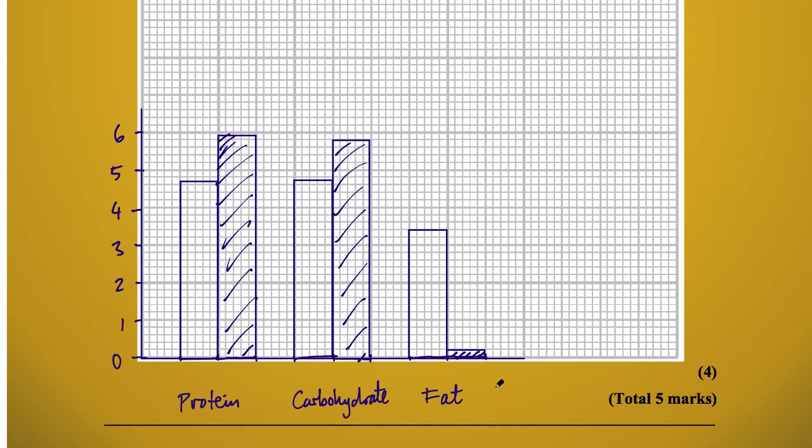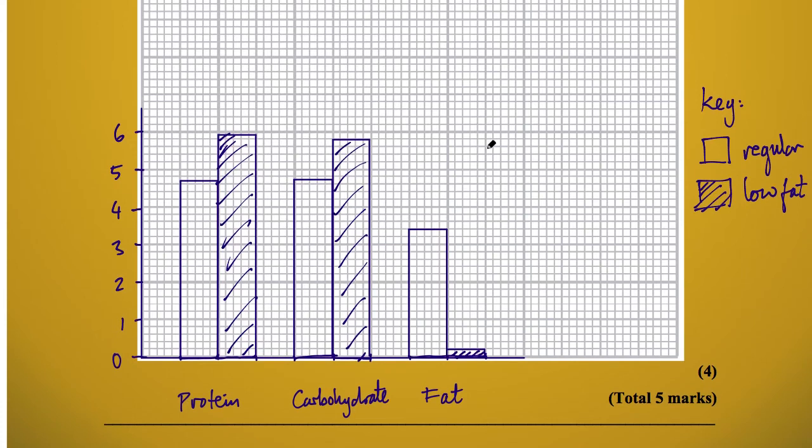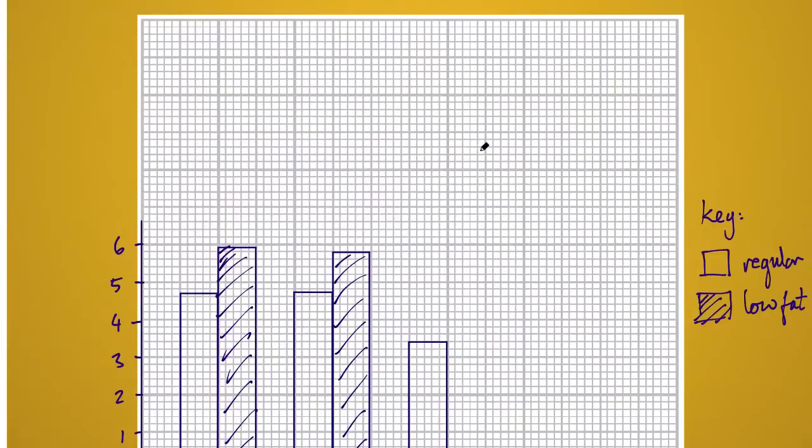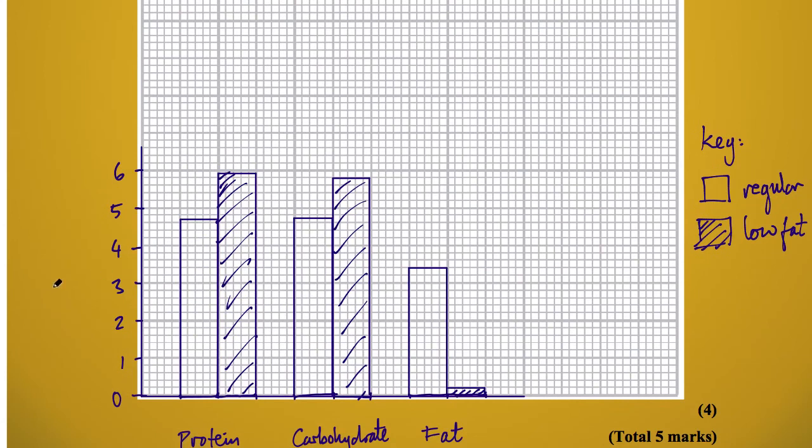But in this one, our key, I'd put not filled in is regular, shaded, low-fat. The key is essential to make sure that we understand the diagram. Oh, and I also need to label this column grams. So always check when you finish.